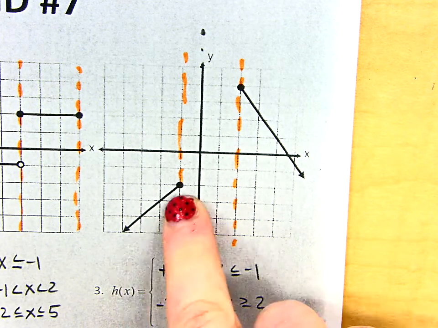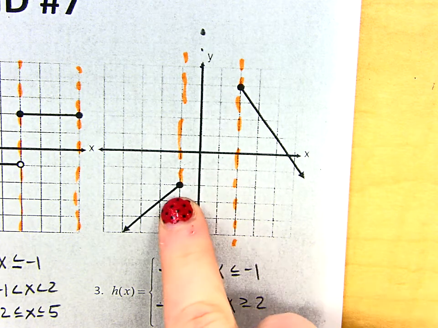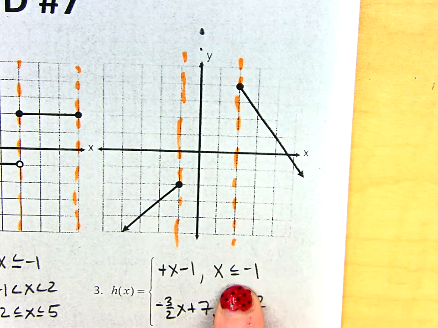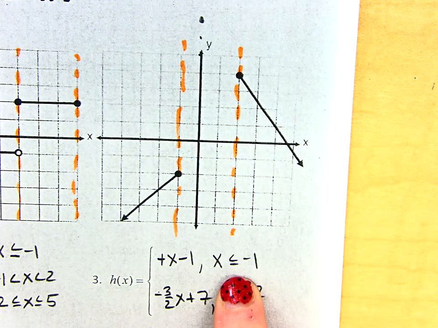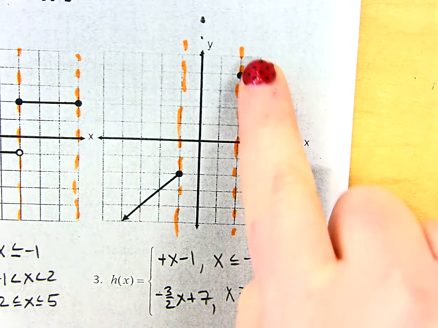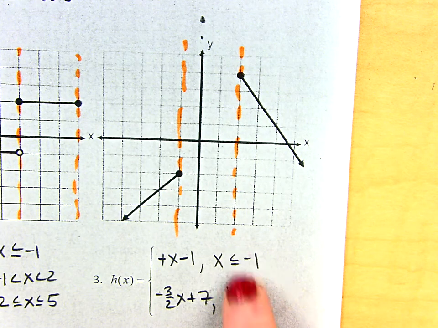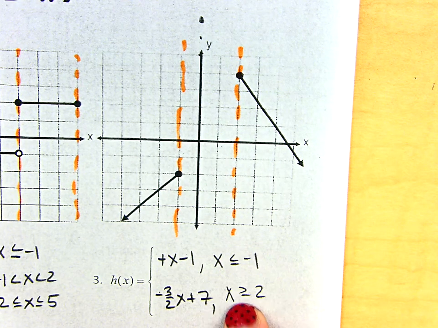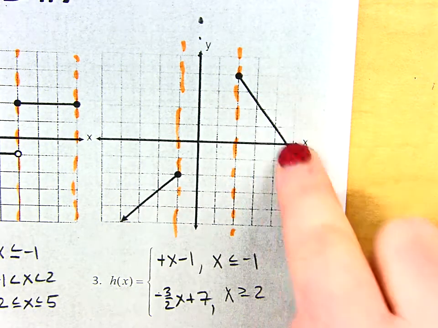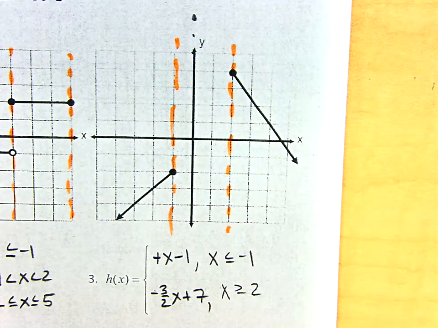So this guy, he only exists when x is less than or equal to -1. So there's my first boundary. And then this guy only exists when x is greater than or equal to +2. So there's those 2 boundaries set up. Now let's just figure out this guy's equation and this guy's equation, and we'll be good.